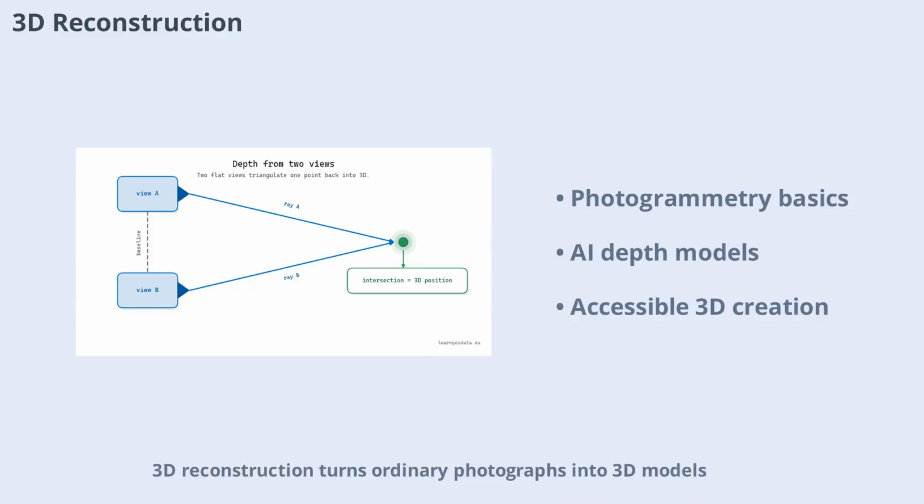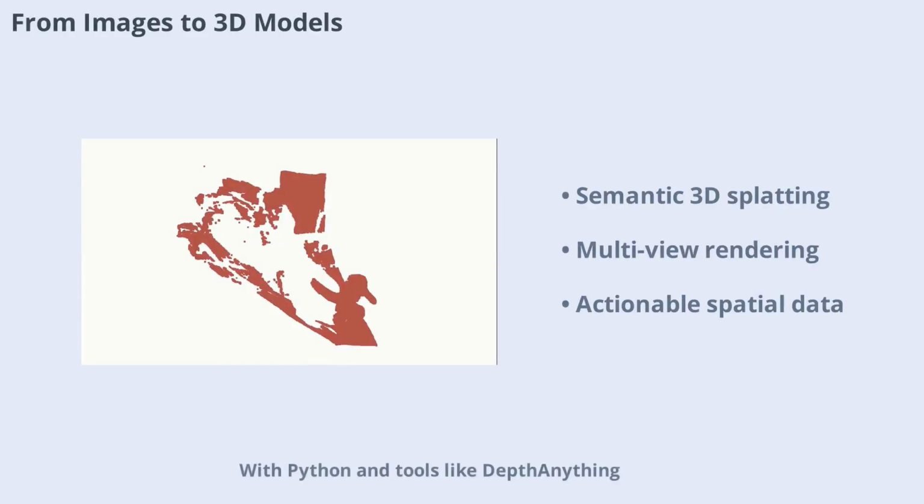3D reconstruction turns ordinary photographs into 3D models, no scanner required. Using techniques like photogrammetry and AI depth models, you can create point clouds from single images or multi-photo sets. Tools like COLMAP and Meshroom automate this process, making it accessible with just a camera and Python code. Reconstruction is the entry point for those without specialized hardware, enabling the creation of real 3D datasets from everyday devices. With Python and tools like Depth Anything, you can transform 2D images into labeled 3D Gaussian splats.